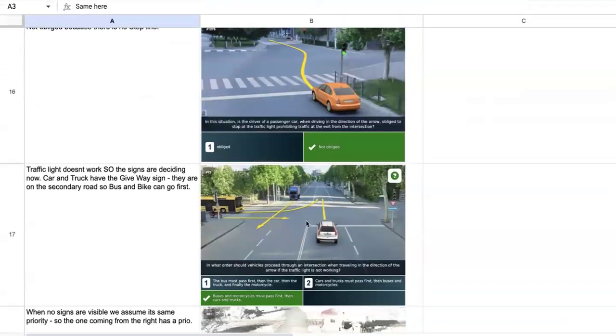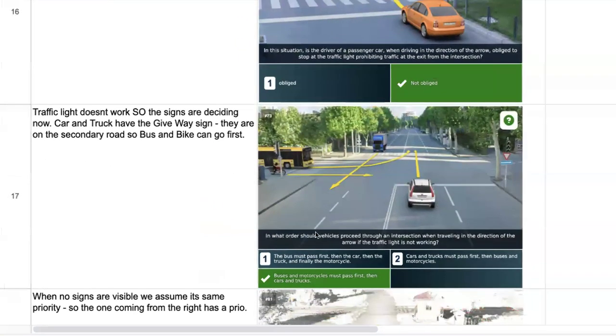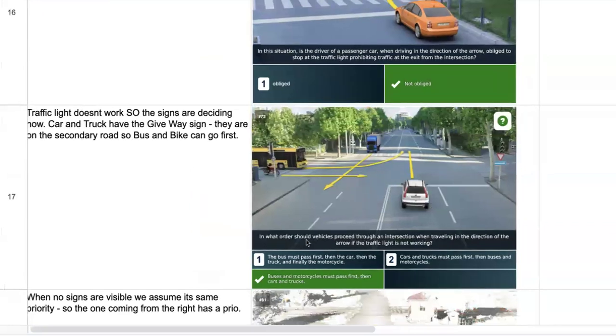Okay, this is a tricky question. It tricked me a couple of times already when I was recording videos as well. Very important: always read the question. In what order should vehicles proceed through an intersection, traveling in the direction of the arrow, if the traffic light is not working? If the traffic light is not working, then we check the signs, and the signs say that this is a secondary street, and this is a secondary street. It means the bus and motorbike are on the high priority street. That's why they're moving first.